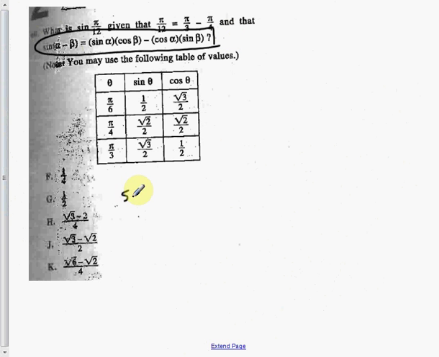So here's what I have. I have sine of pi over 12. That's what you're looking for. Well, they tell you that pi over 12 is the same thing as pi over 3 minus pi over 4. I got to erase that out. I can't see what I'm trying to get.